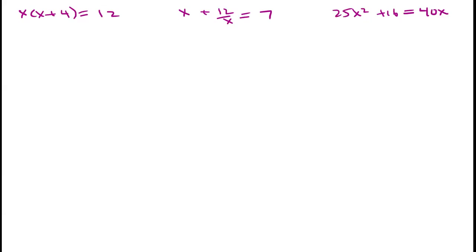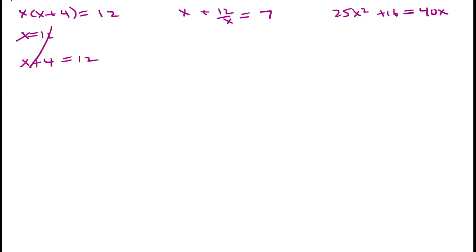All right. So the first step on the first example is we need to distribute the x. So we can't say x is equal to 12 and x plus 4 is equal to 12, because if we try to solve that, minus 4 gives us 8, and if you plug it back in, it's not going to equal 12. So again, don't do that.